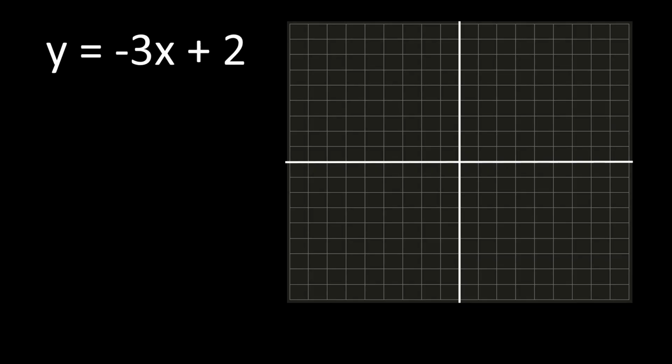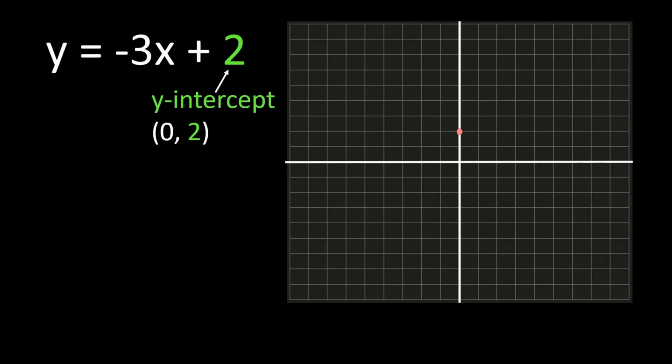In this example, we have y = -3x + 2, and we're going to graph this equation. And we're going to start with the y-intercept. Our y-intercept is 2, so the point for our y-intercept is going to be (0, 2), and that's where I'm going to begin my graph. If I start at 0, then my y value is 2. My y-intercept will be this point here at (0, 2).